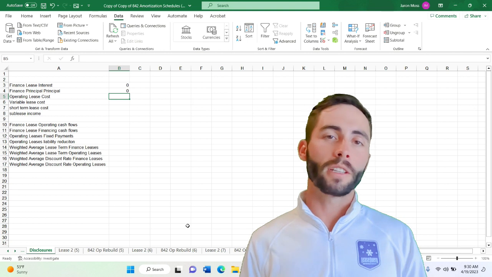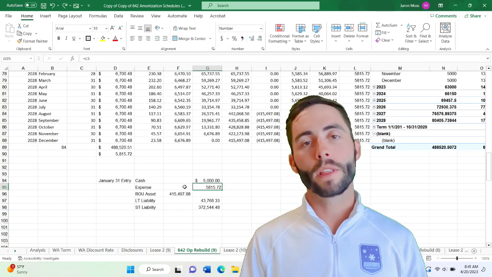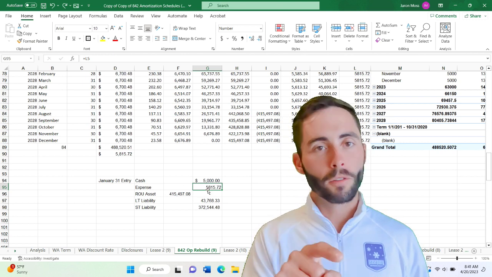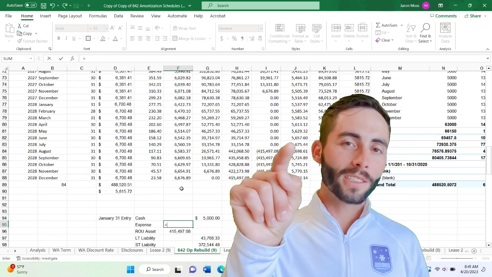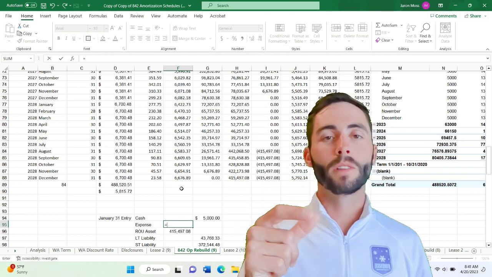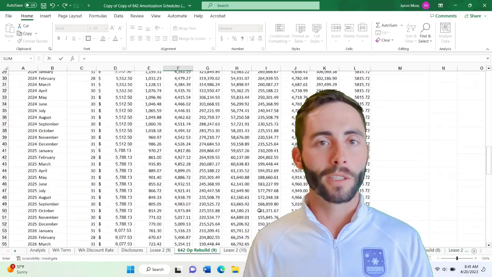Now, after I finished the disclosures, I then created the journal entries. And for this, I went through each tab. I created the format for the journal entry. I connected the formatted journal entry back to the amortization schedule cells and was able to build my first journal entry for my transition month, which was January 2022.